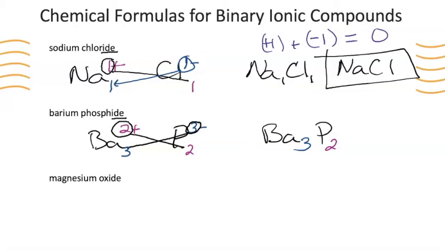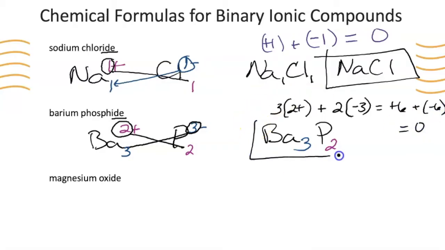Let's do a quick check of the math. So we have 3 times the 2 positive charge of barium plus 2 times the -3 charge of phosphide. That would give us a +6 plus a -6, and that would equal 0. So we are balanced. Our overall charge is 0.